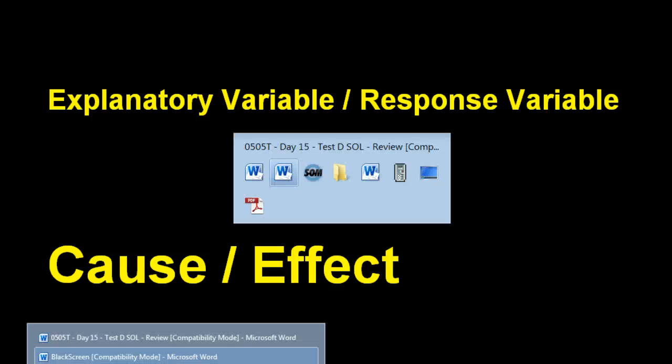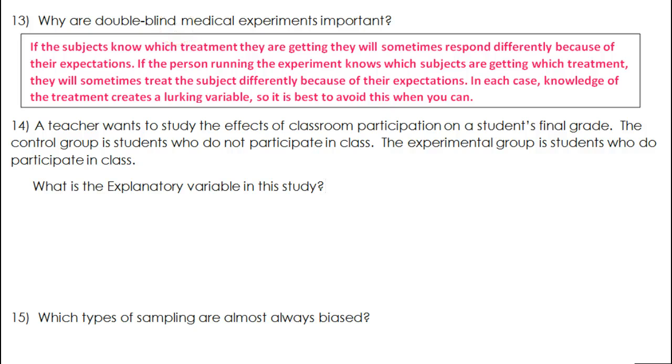Okay, so when we talk about the two variables here, they are class participation and the student's final grade. The idea is, does participation affect final grade? So cause and effect. That means participation is the explanatory variable and the final grade would be the response variable.